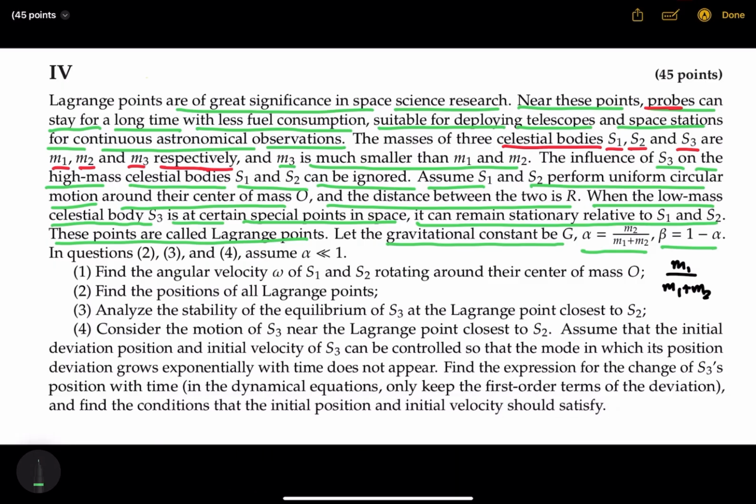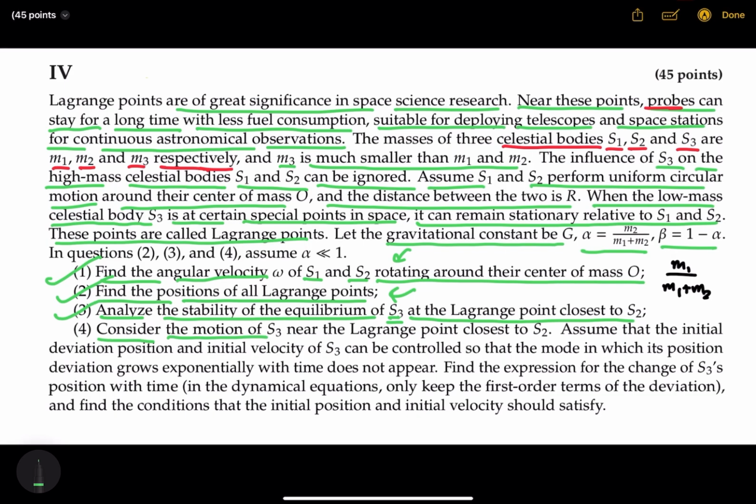So the question asks us, find the angular velocity omega of S1 and S2 rotating around their center of mass O. This is just simple Newton's laws. Find the positions of all Lagrange points. This is the second problem. We might have to analyze a bit more than the first problem and the second problem. Analyze the stability of the equilibrium of S3, that is the space probe, at the Lagrange point that's closest to S2. Okay, so there we might have multiple Lagrange points.